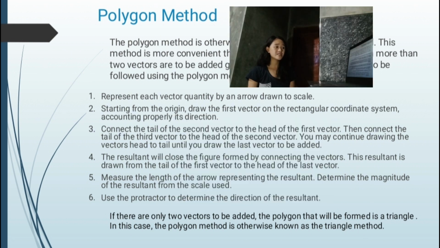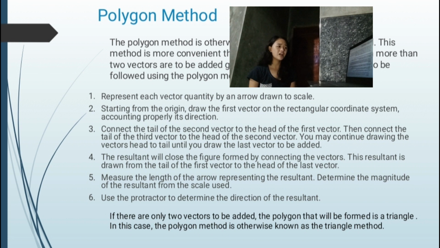First, represent each vector quantity by an arrow drawn to scale. Second, starting from the origin, draw the first vector on the rectangular coordinate system, accounting properly for its direction. Third, connect the tail of the second vector to the head of the first vector. Then, connect the tail of the third vector to the head of the second vector. You may continue drawing the vectors head to tail until you draw the last vector to be added.